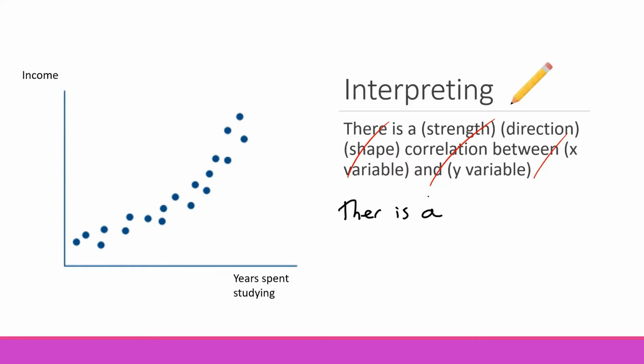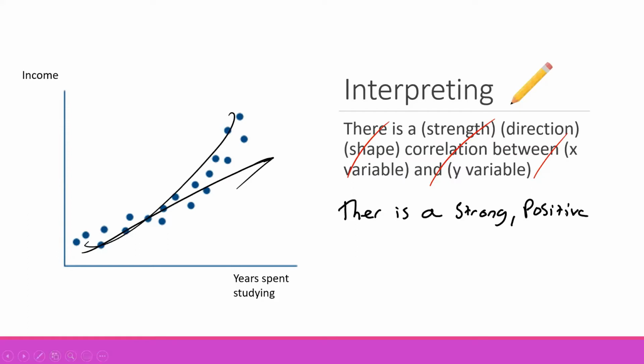So I'm going to say there is a, now that's pretty close to a line, so I'm going to say strong. The direction is sloping up and to the right, so we say positive. There is a strong positive. Now this is not linear. You can see here a linear line would be like that, but this is sloping upwards. So there is a strong positive non-linear correlation.